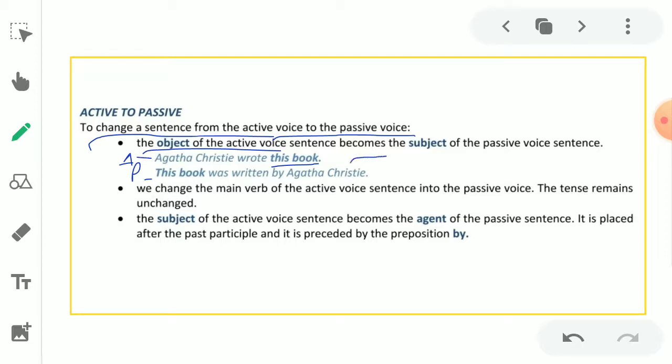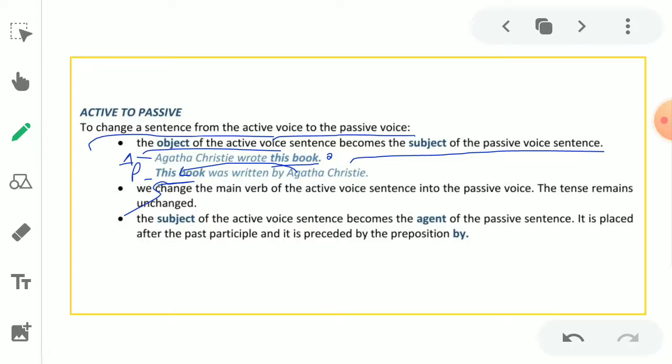The object of the active voice sentence becomes the subject of the passive sentence. Here I told you, object wherein active voice, this book. So here this book is converted into the subject of the passive. Keep in mind this, you have already studied about this in earlier class.